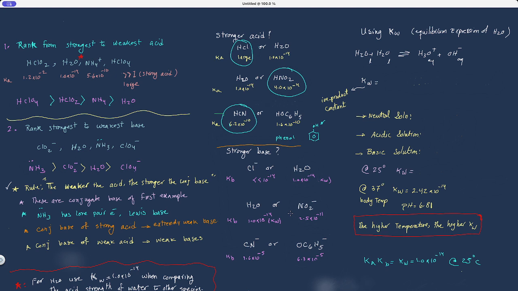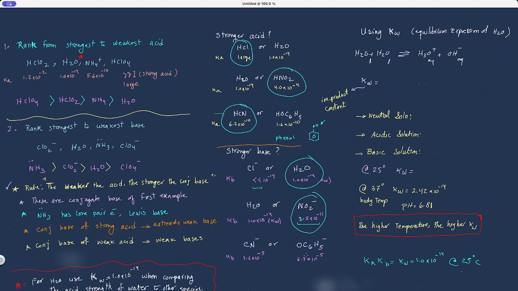Let's switch to strong base. Again, these are a reflection of the top equation, Cl minus versus H2O. In this case, Cl minus is a conjugate base of a strong acid, so it's very weak, and I denoted this by less than 10 to the negative 14. So in this case, water wins. H2O and NO2 minus, again NO2 minus. I calculated Kb for you here. You can just divide 10 to the negative 14 by Ka, you get Kb. So this is a stronger base.